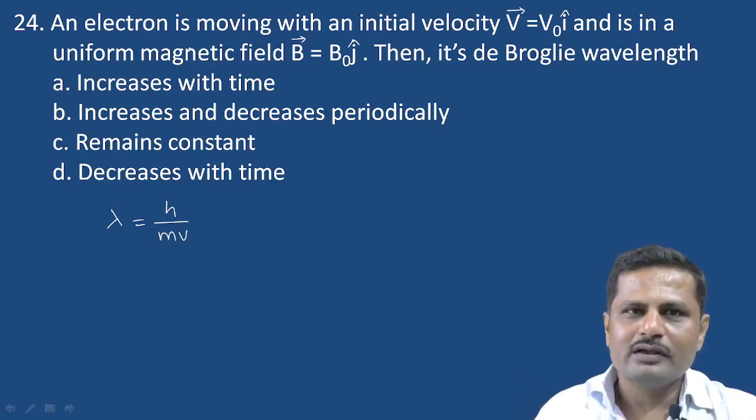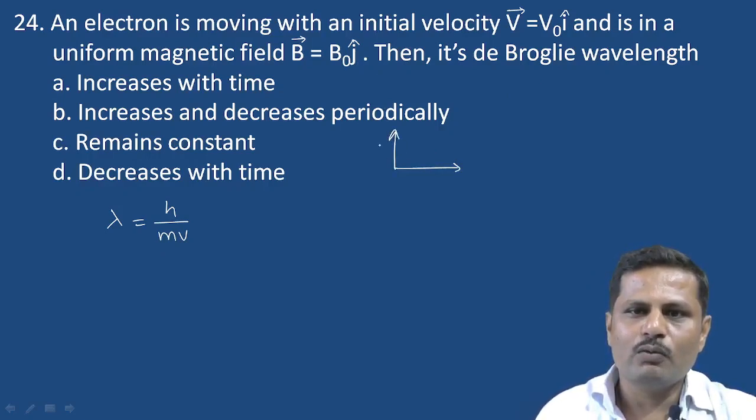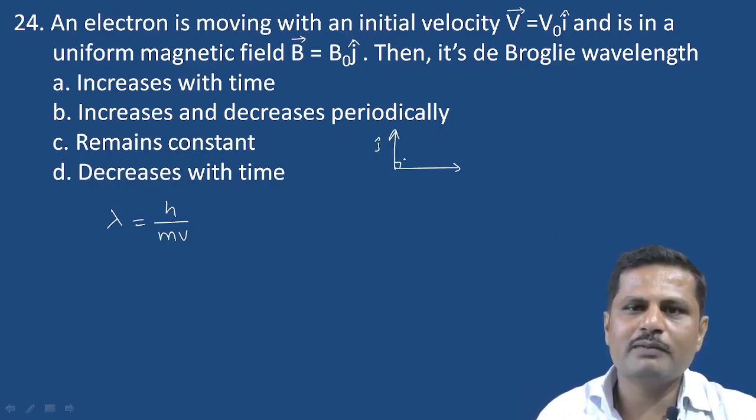Here a charged particle is entering the magnetic field along the x-axis, because i cap is along the x-axis, but the magnetic field is acting along the j direction, that is j cap, along the y direction. So the direction of the velocity of the electron and the direction of the magnetic field are perpendicular to each other. As you know, whenever a charged particle enters a uniform magnetic field perpendicularly, the charged particle follows a circular path.